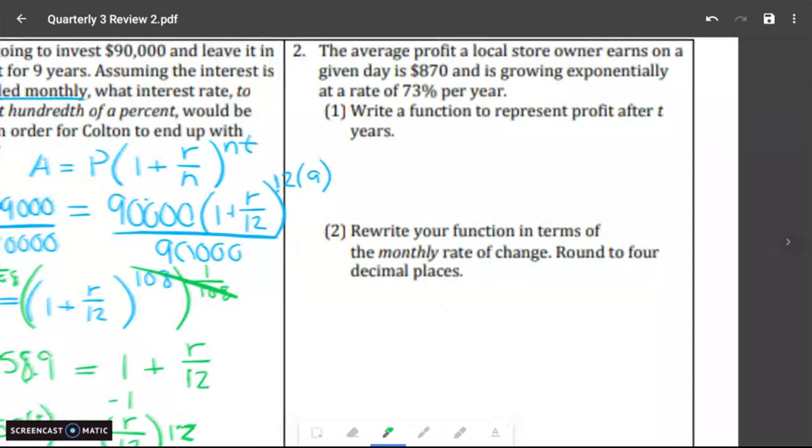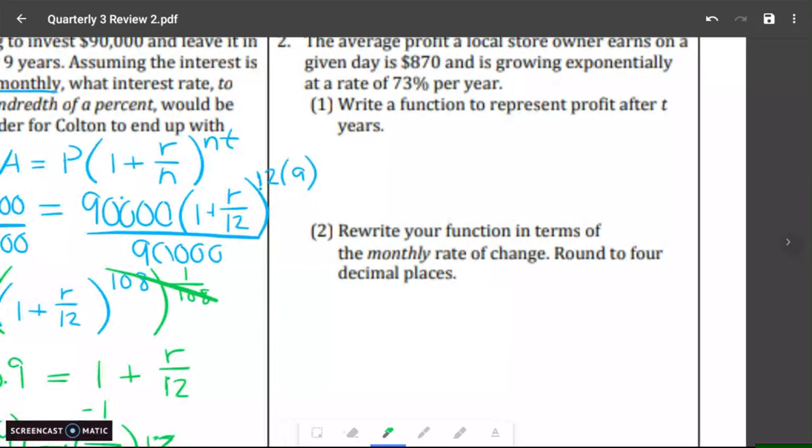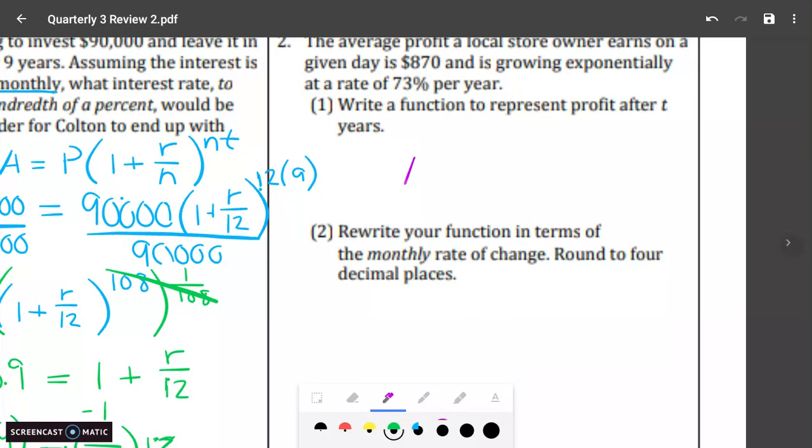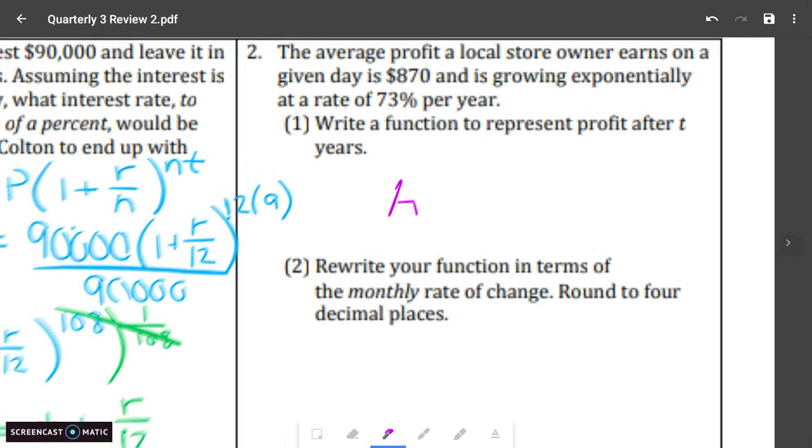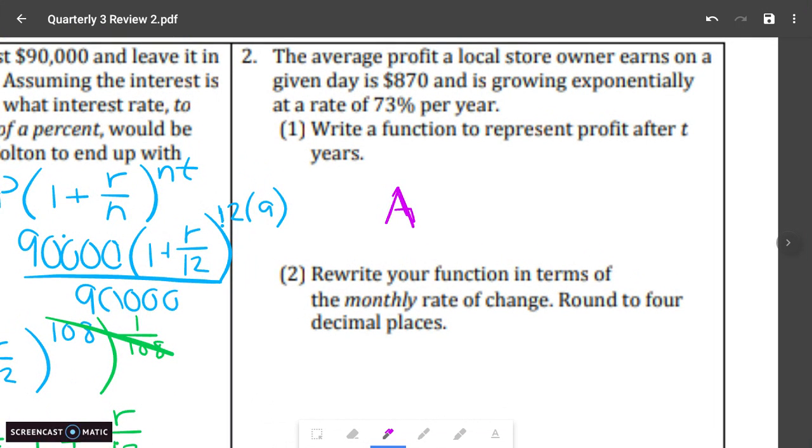In the second one here, it says the average profit of a local store owner earns on a given day is $870. It's growing exponentially at a rate of 73% per year. So that's just talking about an annual growth. So for us, it's just the basic growth formula. When we write this here, we're looking at A equals 870 times 1 plus 0.73, or 1.73, to the T.